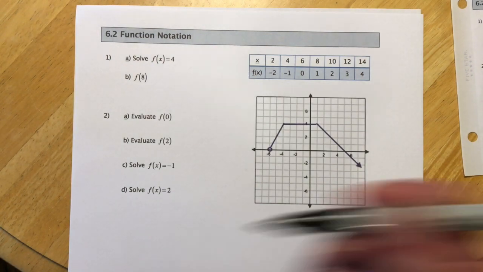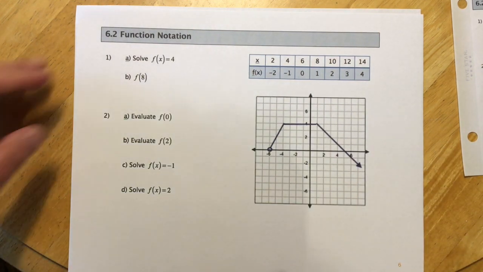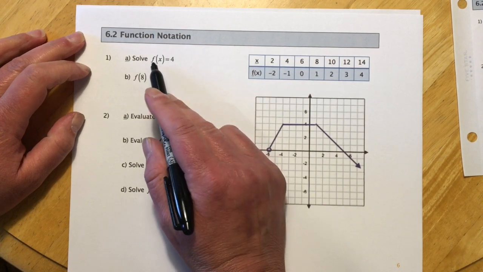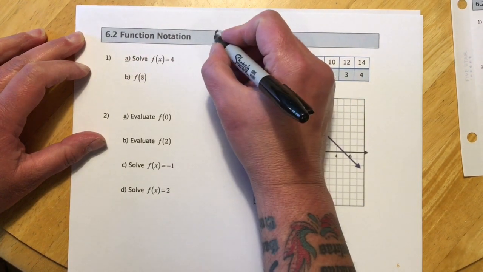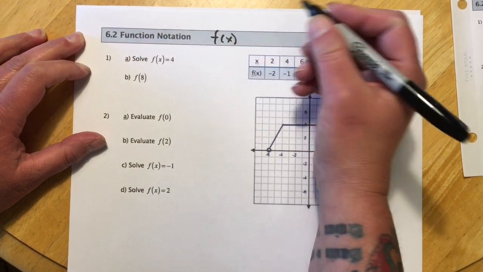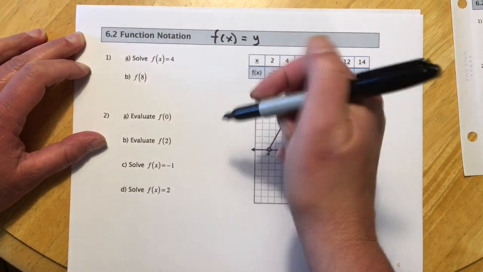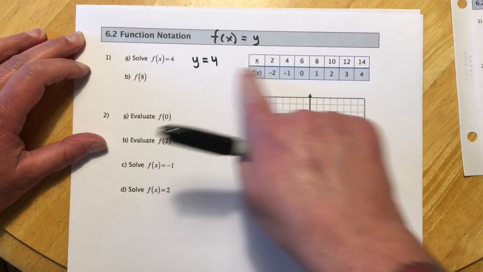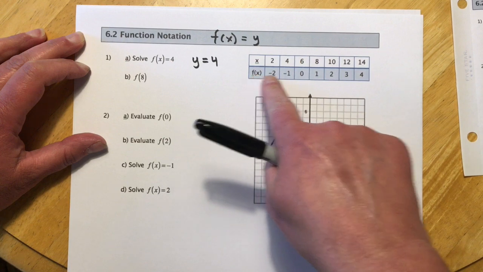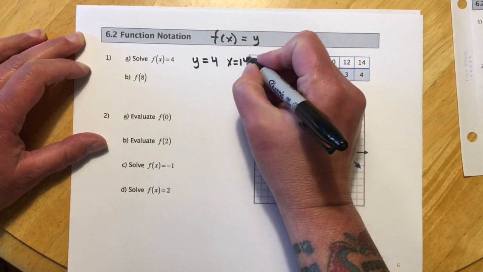Okay, 6.2. So this was function notation, so we pick up f of x and lots of evaluating and solving for the x. So this first one is solve f of x equals 4. So the good thing to remember here is when we have f of x, that is like y. So what this is saying is basically solve for when y equals 4. And that's referencing this chart over here. So you come over to when y is 4, and it looks like x is 14.